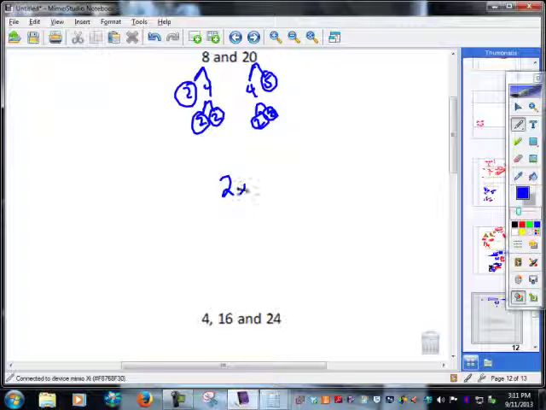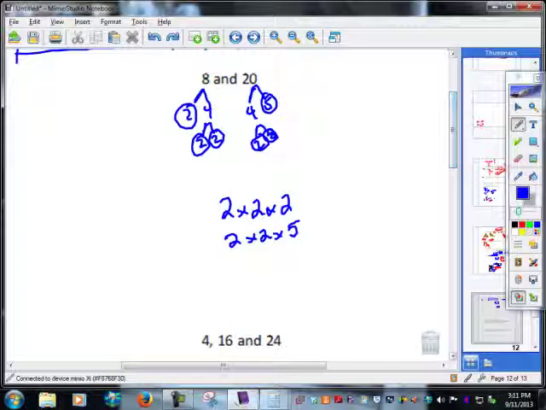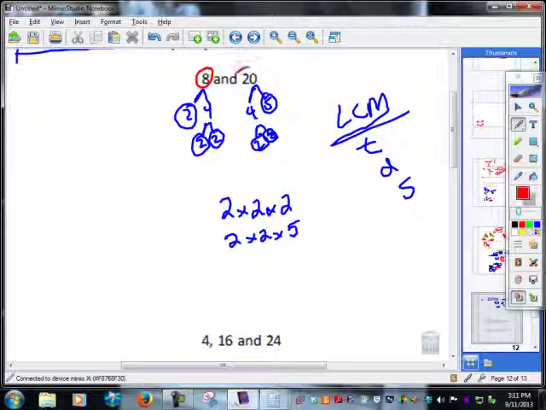Okay, so I do 2 times 2 times 2 and 2 times 2 times 5. Oops, sorry, I'm skipping steps here. Now remember, when you're doing LCM, this is different. You look for triples, doubles, singles. Triples, doubles, and singles. Now, the first thing you should identify, there are only two numbers to start with. Okay? So we cannot have triples. We go straight to doubles.